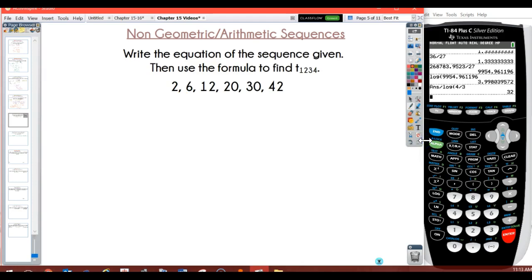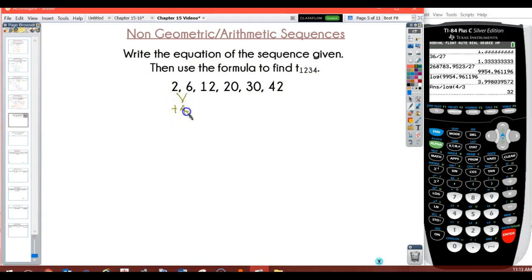Then you want to check to see, is it geometric? We would multiply by 3 to go from 2 to 6, but then multiply by 2 to go from 6 to 12. So I know it's not geometric either. Now, there's a lot of different ways that you could find the equation for this, but a lot of the ones that we've seen in class have happened to have a quadratic form to them.